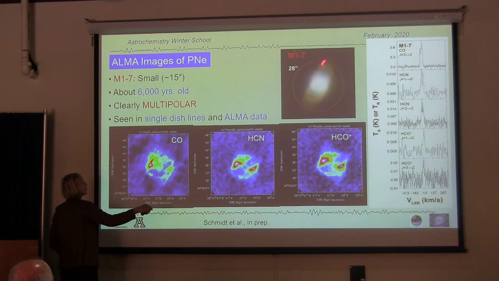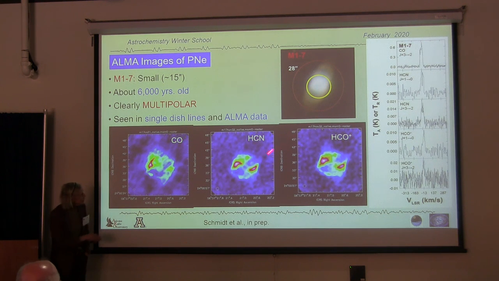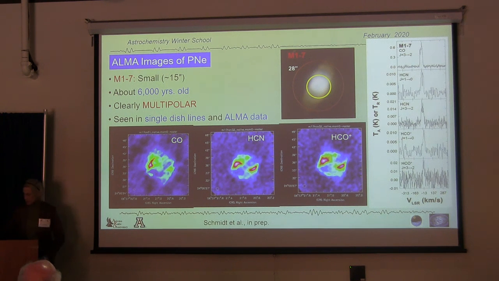And you can see this is a bipolar nebula. What the ALMA images seem to suggest, and they basically are maps of this inner region, is that there's another bipolar outflow perpendicular to the one seen in the optical image, clearly seen in HCN and HCO+, which look almost identical in their maps. And so we have a few other sources imaged, and we're working on that material right now.